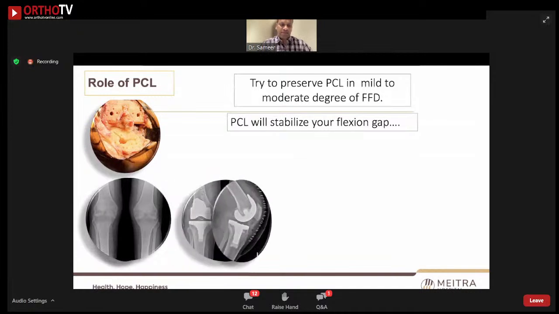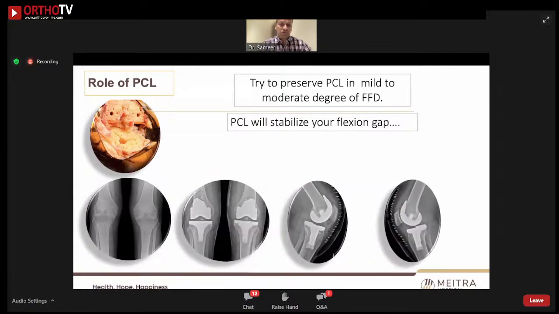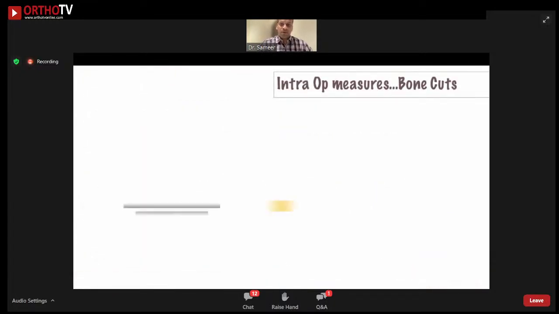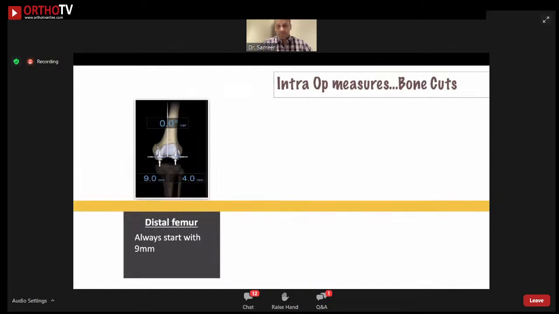And in cases like these, we can do a CR knee. Even then, you might feel that we have to go for a PS knee. And about the bone cuts, even if you see a 20 or 30 degree flexion deformity, never ever jump and take more of the distal femur rather than 9, 11 or 13.